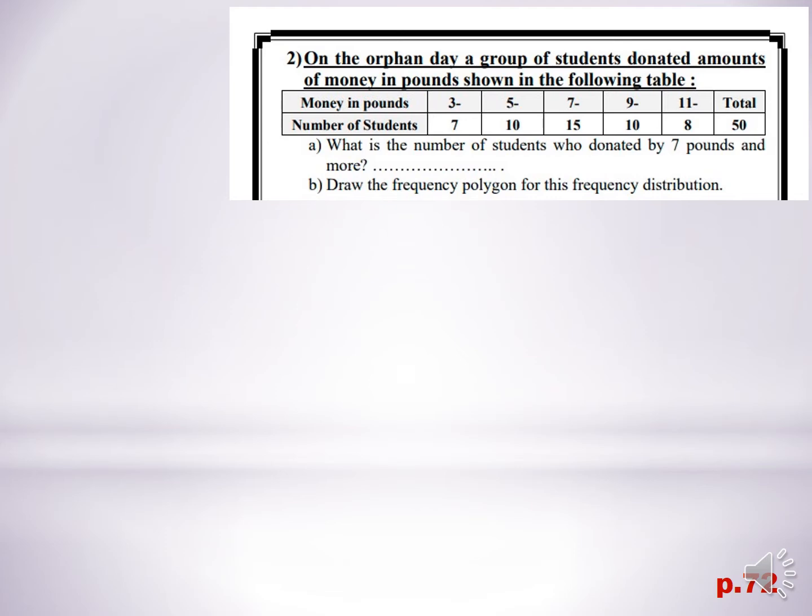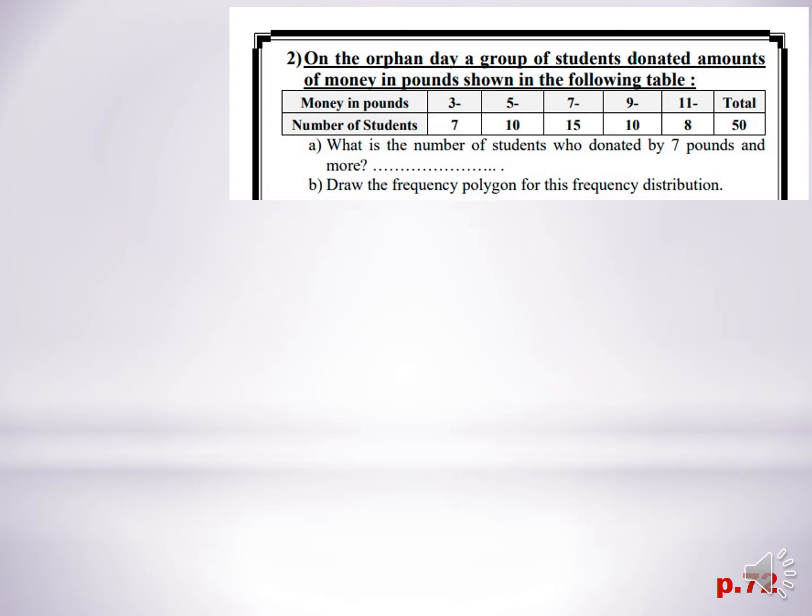The students who donated from 3 to 5 pounds are 7 students. From 5 to 7 pounds are 10 students. From 7 to 9 pounds, 15 students. From 9 to 11 pounds, 10 students. And from 11 to 13 pounds are 8 students. Here I have from 3, 5, 7, 9, 11, so I have to add one more number after it, it's 13.